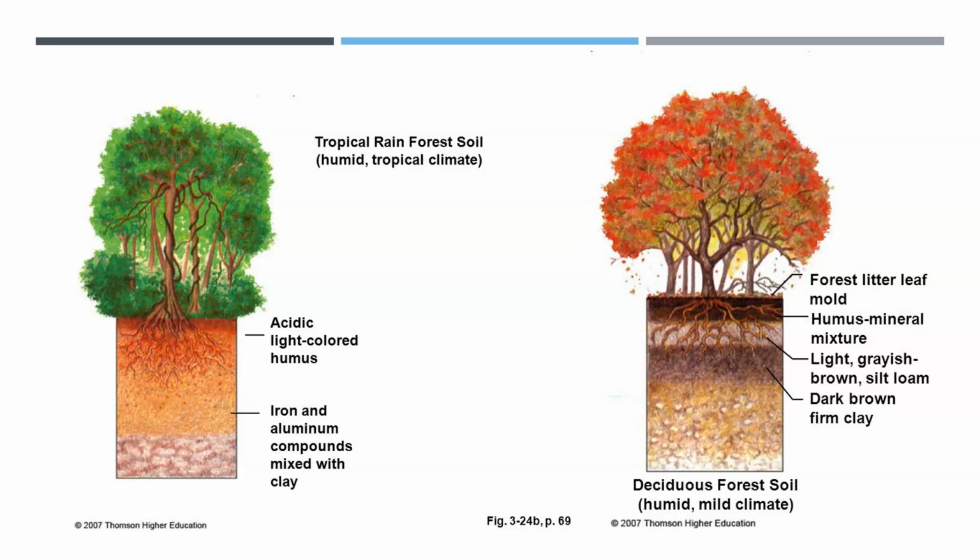Then we see the deciduous forest, and we've got a nice humus mineral mixture right here, some great stratification. We've got that O horizon has that forest leaf litter, and that's what I showed you in the last PowerPoint, which leads to a really nice humus mineral mixture here. So let's compare this to some of the other soils.